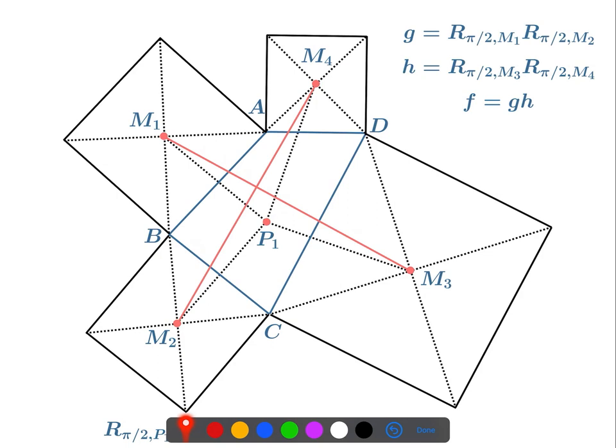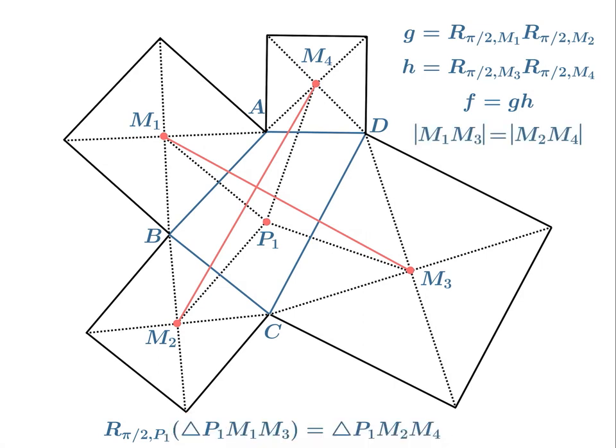In any case, you get this triangle by rotating this triangle around P1 by pi halves, and so these two sides, M1, M3, and M2, M4, are going to have the same length, which was one of the things we wanted to show. So that's all I was saying down here, is that the rotation around P1 by pi halves of this whole triangle is going to this other triangle that we were just describing. So we get M1, M3 is equal to M2, M4.